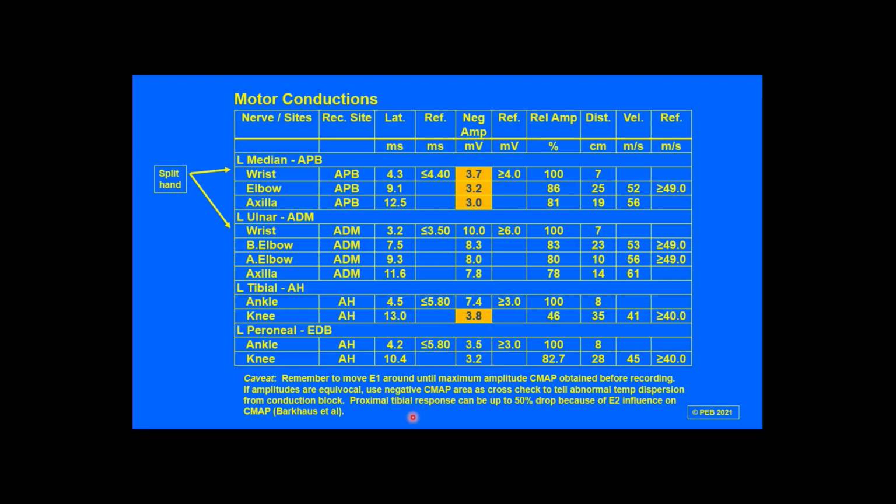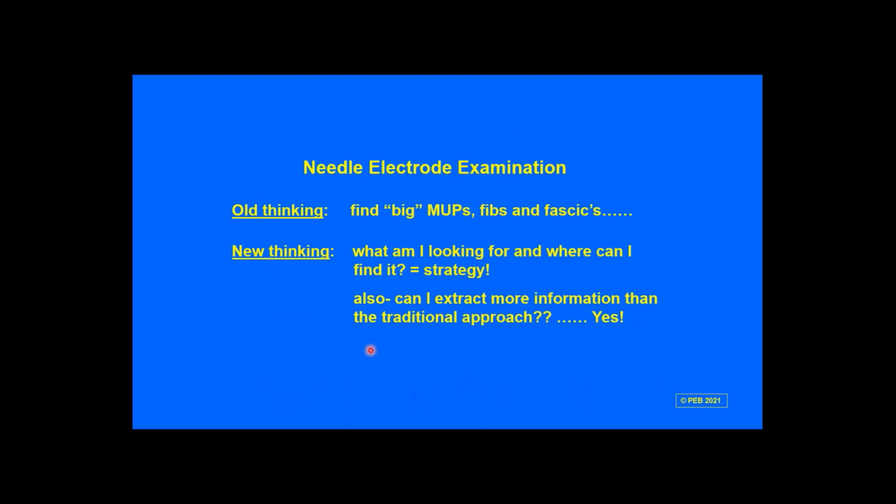Most people are, and the reason for this we did in an investigation some years ago with Dr. Nandedkar. So the needle exam, the old thinking is find big MUPs, fibs, and fascics. I think the new thinking should be, what am I looking for and where can I find it? So a strategy, meaning where is it abnormal? What muscles are going to tell me things? And then can I extract more information than the traditional approach? And the short answer is yes.